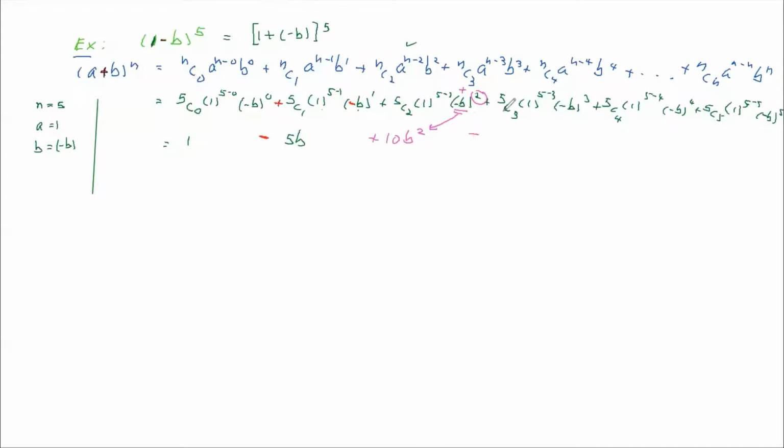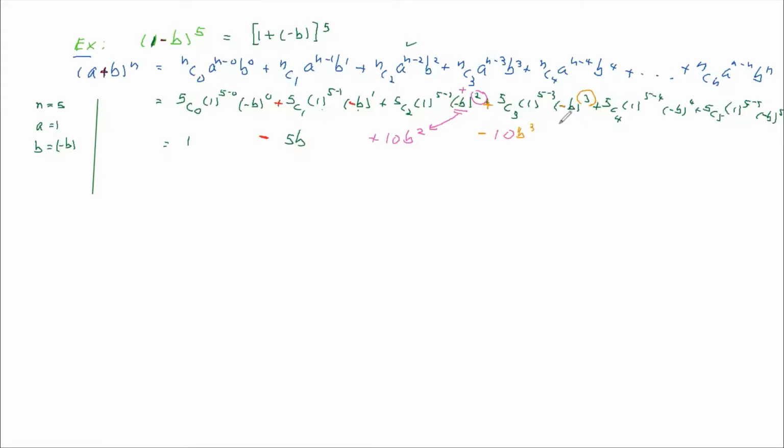And next, 5C3, you use a calculator. 5C3 is 10 also. So you have 10 here, 1 to the power 5 minus 3, times b to the power 3. But this one, you see, because this is an odd power, this one should be minus, correct? Minus and the plus here, so minus and plus. So this one should be a minus sign. So it should be minus 10 b to the power 3.